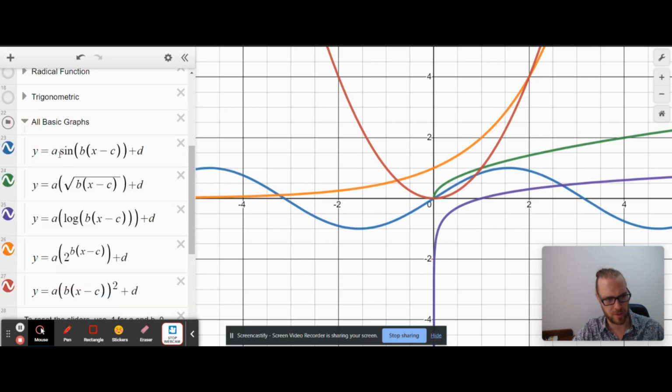And I guess maybe I'll open up for a second. We can see here's A. It's always at the beginning of the entire function. And it is our vertical stretch. It will always stretch, compress, whichever way you would like to say it, our function. And it's always going to do it vertically.